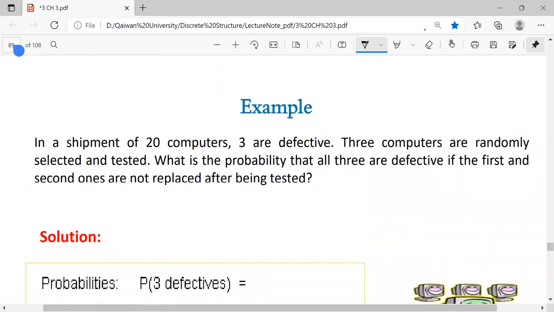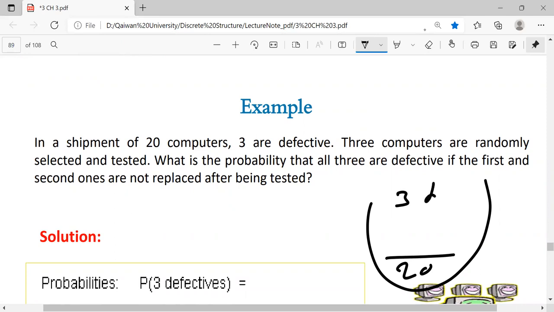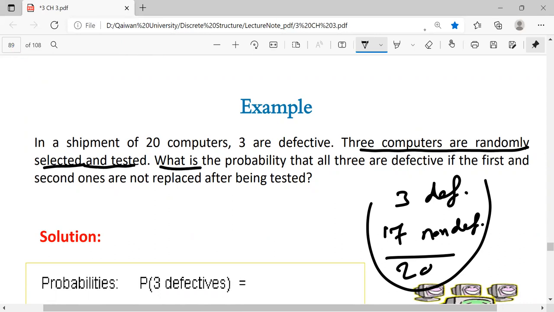This is a similar example to the above one. It says, in a shipment of 20 computers, three are defective. Here we have 20 computers, three defective. So what's the rest of non-defective ones? 17. 17 are non-defective. It says three computers are randomly selected and tested. What's the probability that all three are defective? That means all three are from the defective ones. We have only three defective computers.